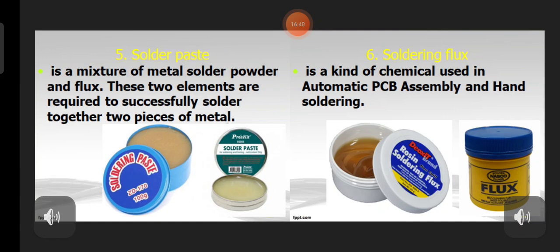The solder paste is a mixture of metal, solder powder, and flux. These two elements are required to successfully solder together two pieces of metal.